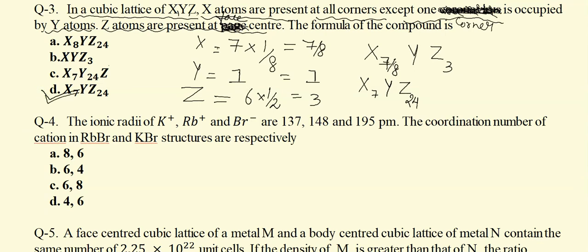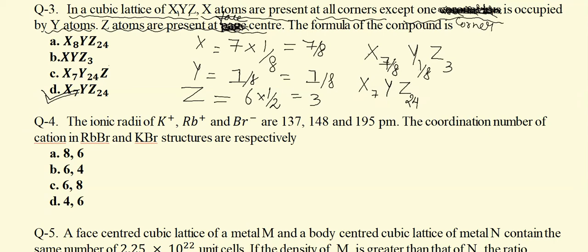Okay, so how have we solved it? First, you have to take this x. For x, 7 atoms are present at the corner and 1 by 8 of it will be there. So 7 by 8 is the contribution of atoms there. Next, for y, only 1 is there, so it will be 1 by 8. Then for z, it is 6 into 1 by 2, which equals 3.